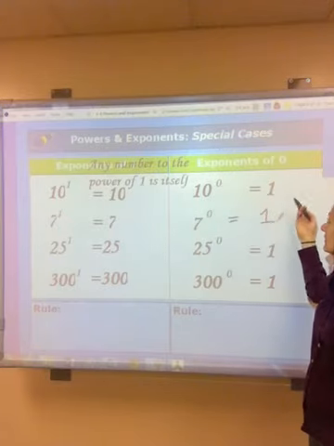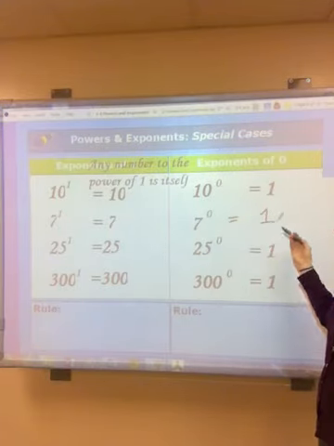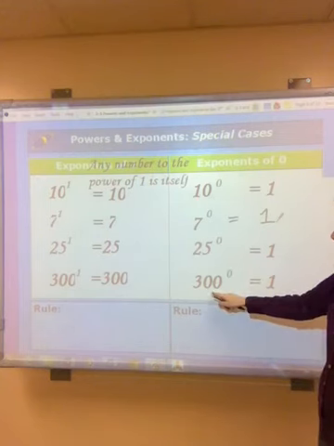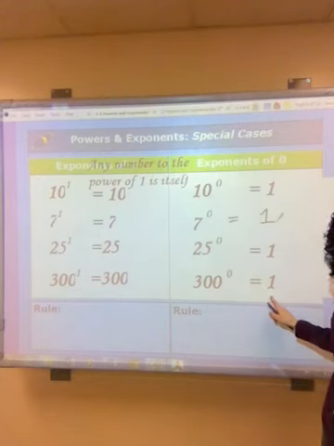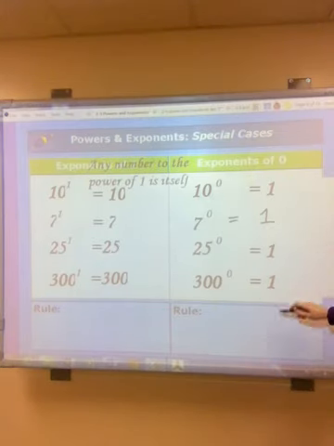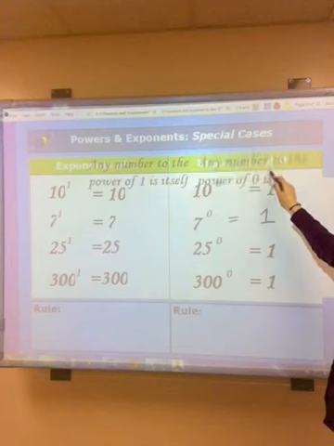10 to the power of 0 is 1. 7 to the power of 0 is 1. 25 to the power of 0 is 1. 300 to the power of 0 is 1. Any number written to the power of 0 is always going to be 1.